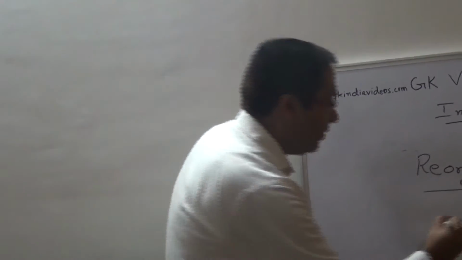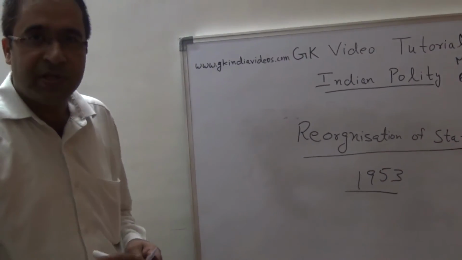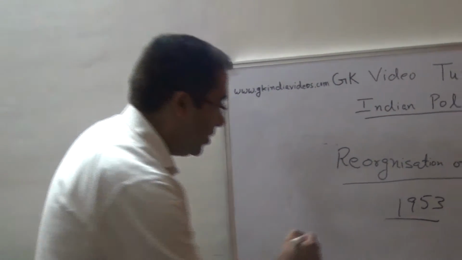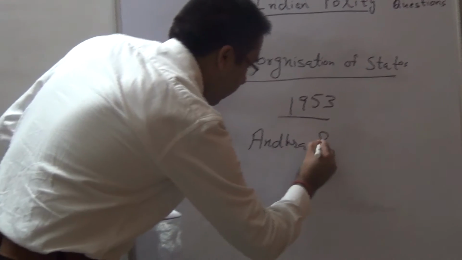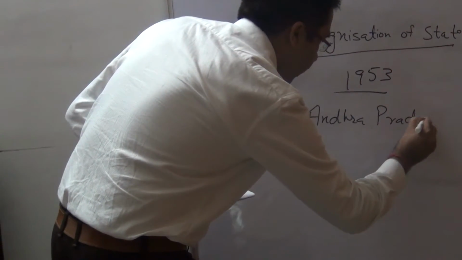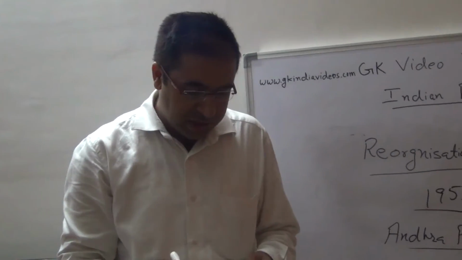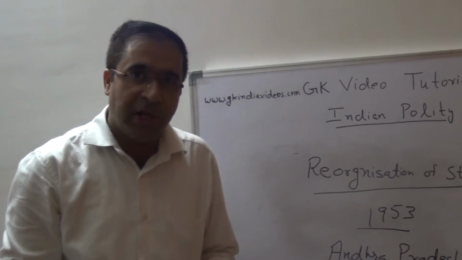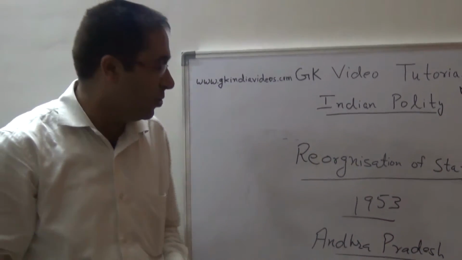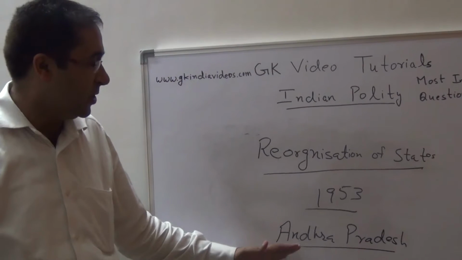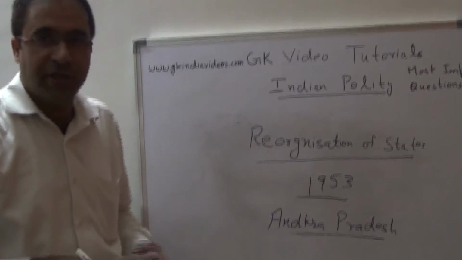But in 1953 what happened? Andhra Pradesh, the first state, was made on linguistic basis in 1953. Andhra Pradesh was made from the state of Madras by carving out some Telugu speaking areas. So the question is, which was the first state made in 1953 on linguistic basis? The answer, we have to remember this, is Andhra Pradesh.